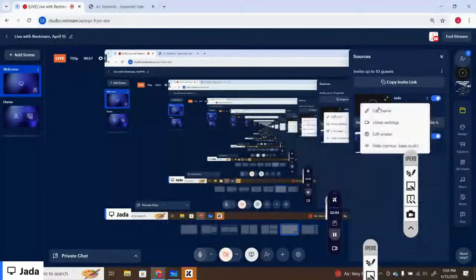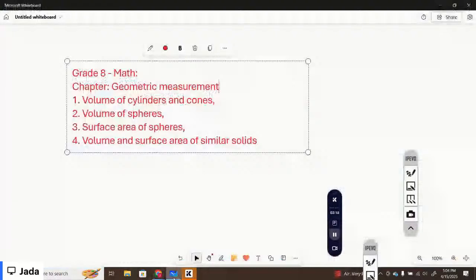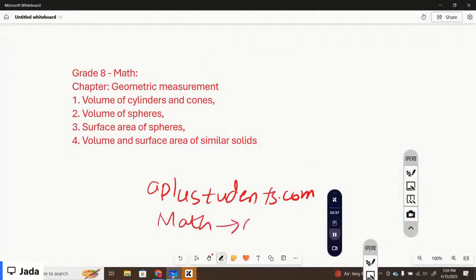We are here for grade 8 math. The lessons are on aplusstudents.com. You have to log in there using your email address, and the password is provided by the administrator. Then you have to select math from the subject tab, scroll down to grade 8 math, and then click on view all lessons.